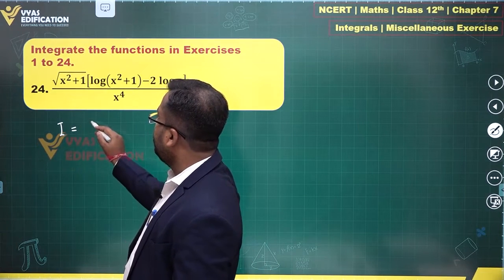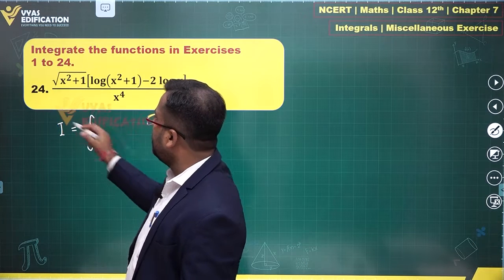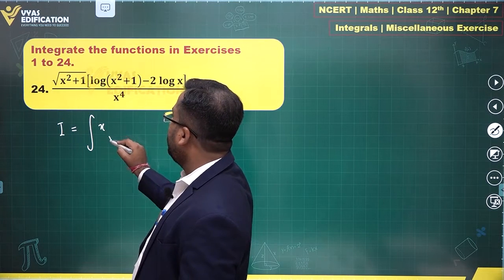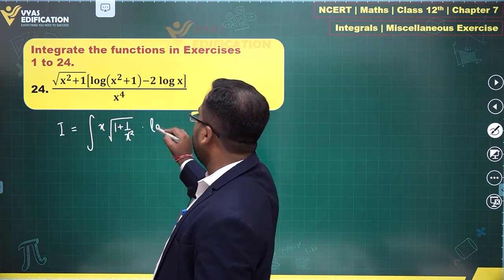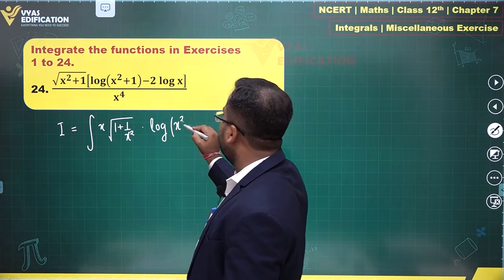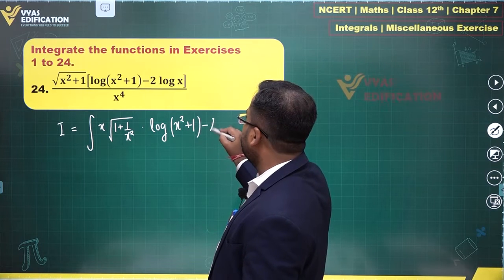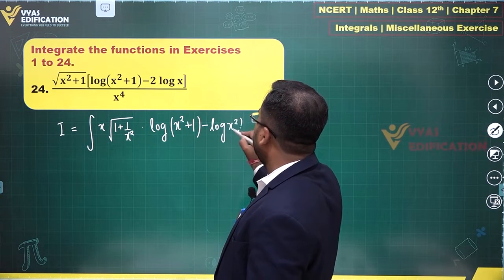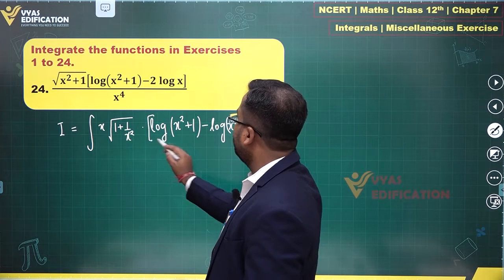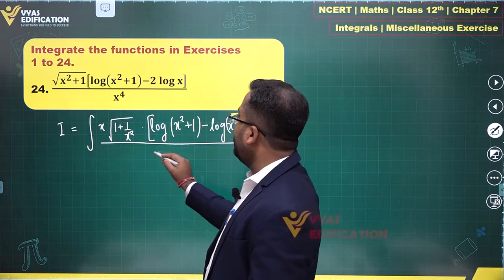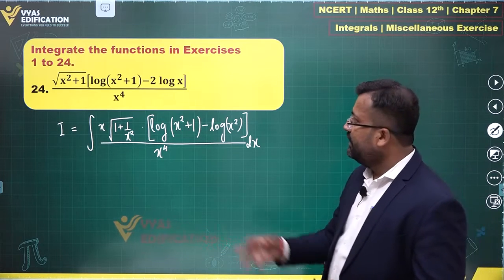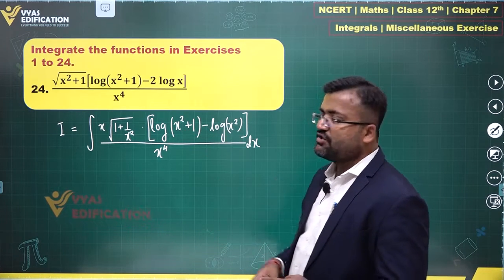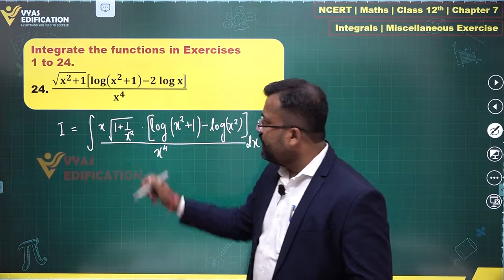I will be equal to integral. Take x square common from here, and this will convert to 1 plus 1 upon x square. This will be log of x square plus 1 minus log of x square in the bracket. In the denominator I have x power 4 and a dx as this. These two logs will club together to give me x square plus 1 upon x square, which is this form only.